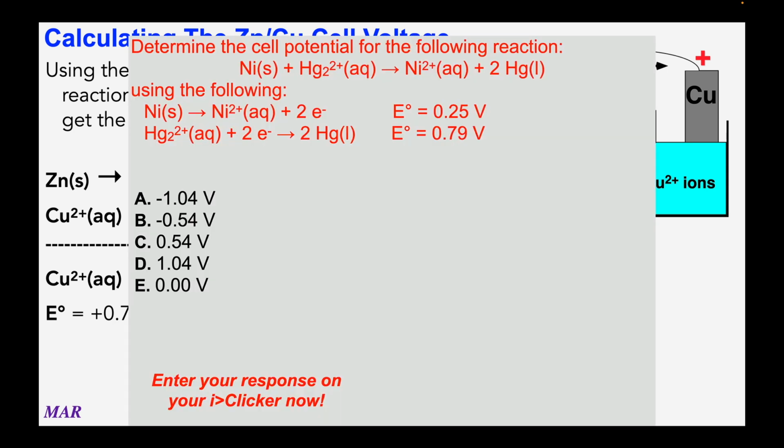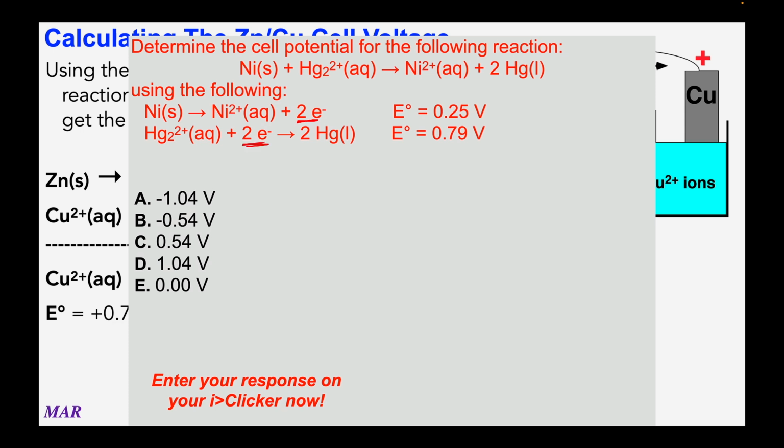Here's a reaction. Nickel is reacting with the mercury 2 plus ion. It makes nickel 2 plus and 2 mercuries. Mercury is a liquid, by the way. It's one of the few liquids on the periodic table. Anyway, we want to find the cell potential for this reaction, and we're given these two reactions as listed. Now notice here that nickel is being listed as an oxidation. It's giving up 2 electrons. And the mercury 2 plus is listed as a reduction.